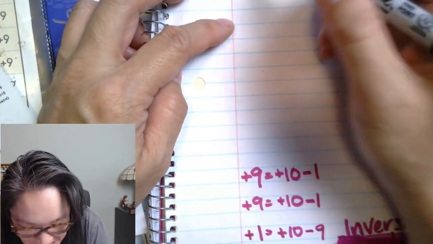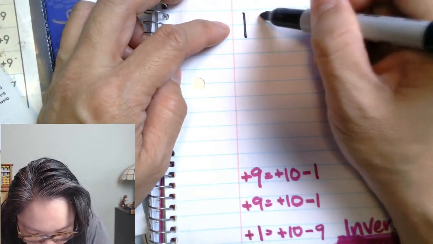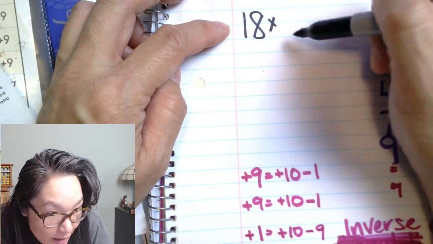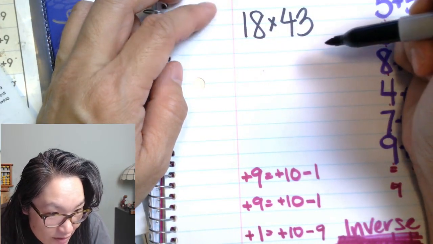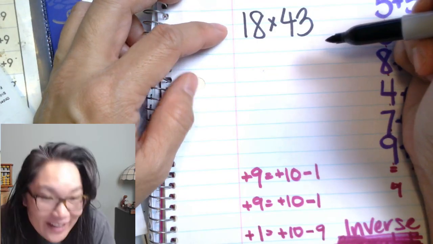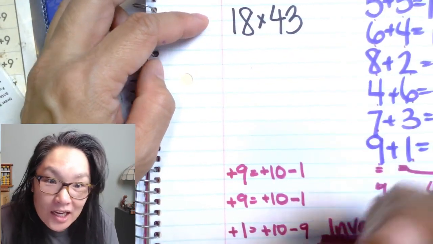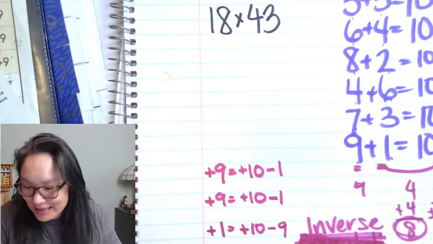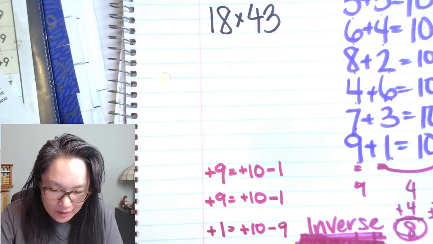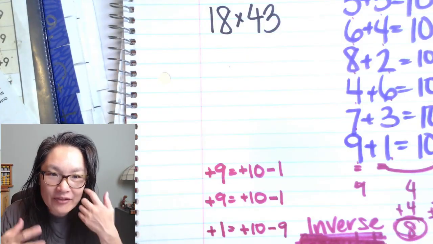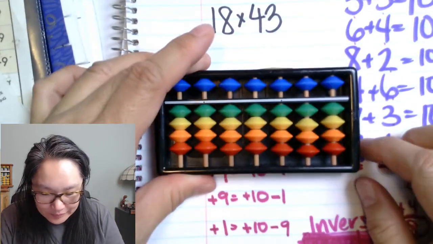Okay, not a problem. We do 18 times 43. This is so fun. It actually makes sense, and I don't know how I feel about it. You're willing to learn math, right? We always talk about having math anxiety.